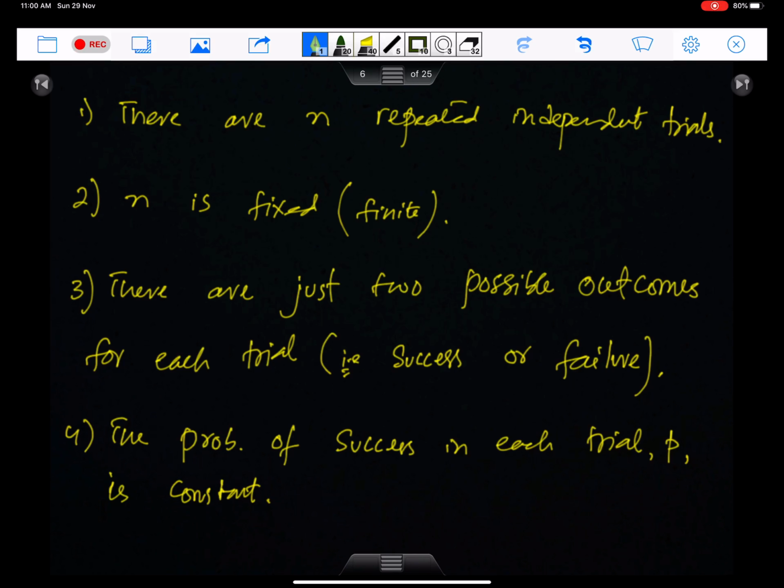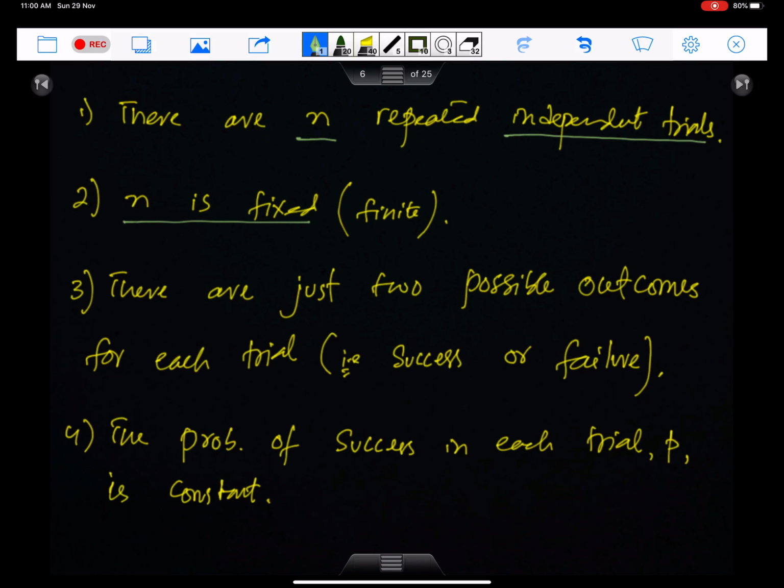Now these are the four conditions for the binomial model. There are n repeated independent trials. The trials must be independent. N must be fixed, and it should be finite, like 30, 40, 20.